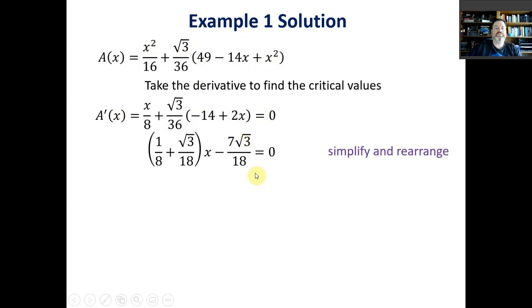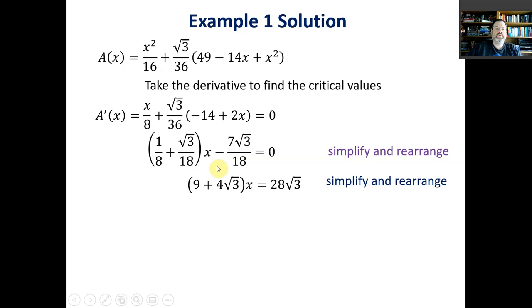So first round of algebra, I distributed these two values, and then I just rearranged. So I factored out the x, so it's 1/8 x. Here we have radical 3 times 2x over 36. So the 2 and the 36 cancel, 2 and 18. Radical 3 over 18, and then here's the x. And then here we have negative 14 times this. So it's just negative 14 radical 3 over 36, which is negative 7 radical 3 over 18.